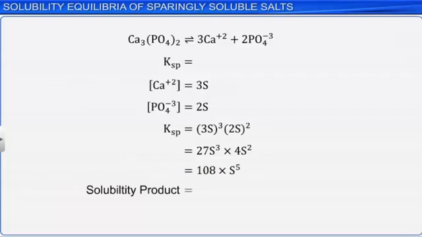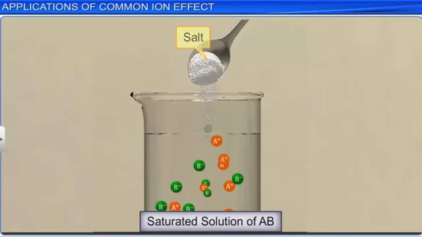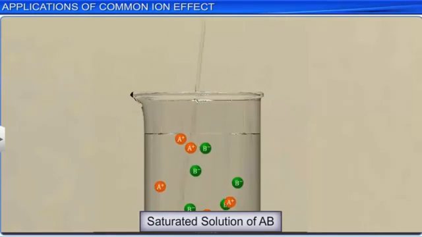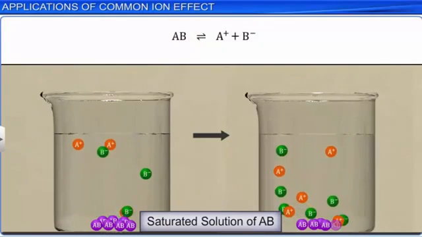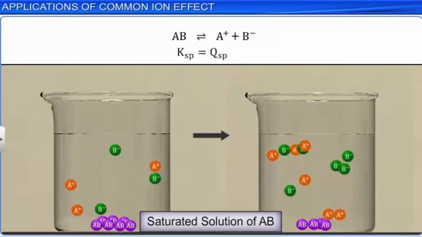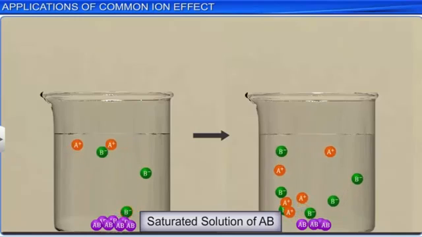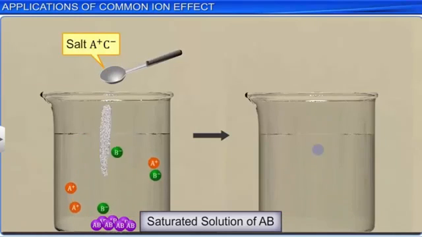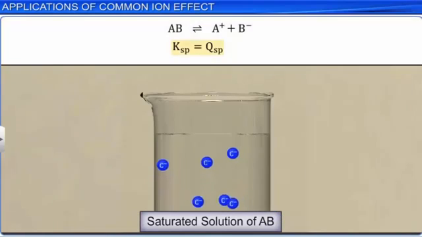If the solubility product Ksp of the salt is known, then the solubility of calcium phosphate is equal to 1.05 multiplied by 10⁻⁵ mole per liter as shown. You have learned that in a saturated solution, if the concentration of any one of the ions is decreased, then, as per Le Chatelier's principle, more salt dissolves and the equilibrium shifts towards the right till Ksp becomes equal to Qsp. On the other hand, if the concentration of any one of the ions is increased by adding an electrolyte, then the equilibrium shifts towards the left according to Le Chatelier's principle till Ksp becomes equal to Qsp.